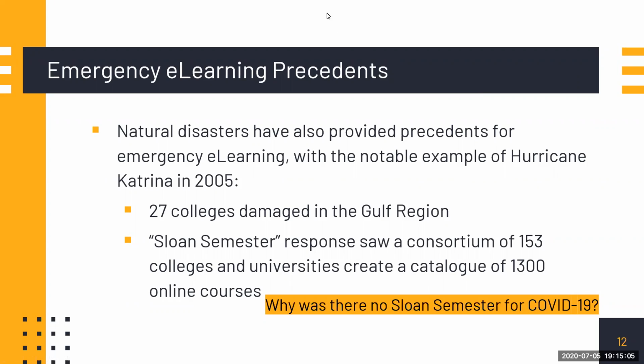There's been a little bit of literature. If you type "Sloan semester" into Google Scholar, you will find there was a special issue of a journal dedicated to online and remote learning that looked at different aspects of the Sloan semester experience. But it was really not something that we talked about in planning for the COVID-19 response. So one question that's in the back of my mind as I look at the big picture, hindsight being 2020, is: why was there no Sloan semester or something like that for COVID-19?